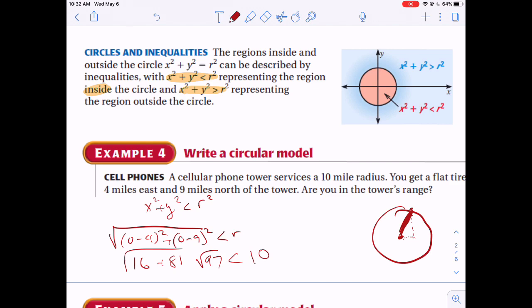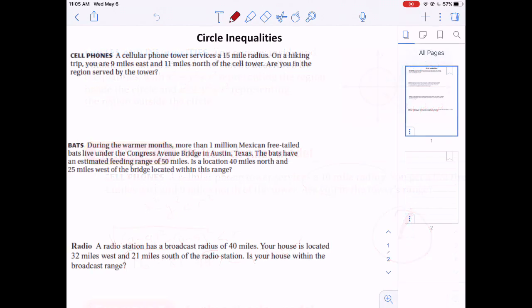R is 10 in this, because they told you a 10-mile radius, right? Well, what's the square root of 97? You know it's less than 100, and the square root of 100 is 10. So this square root of 97 is less than 10. This is true. Your phone call will go through because you're inside the 10 miles. So I'll try some more examples for you.